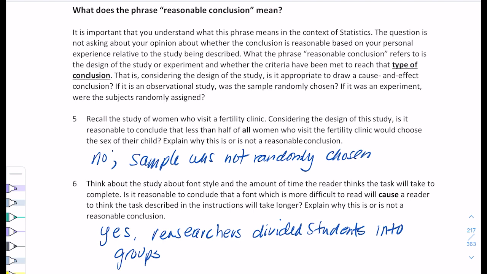It is reasonable to conclude that a font which is more difficult to read will cause a reader to think the task described in the instructions will take longer.